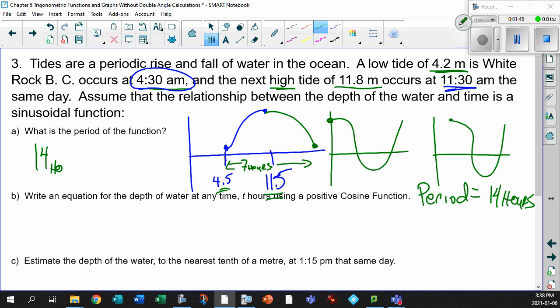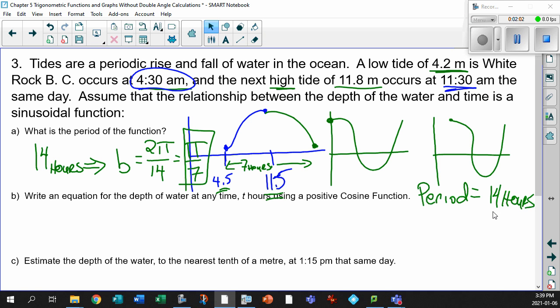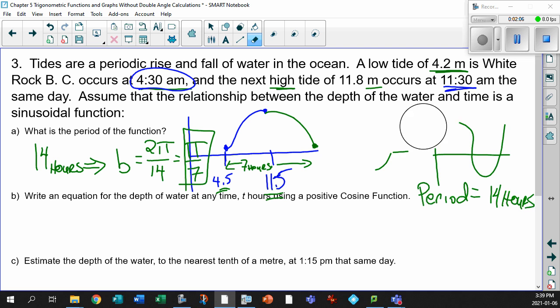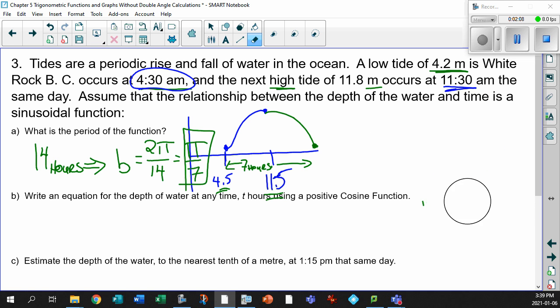So as soon as you get the period, I like to right away figure out the b value. The b value is 2 pi over 14, which is, if you think about it, pi over 7. There's your b value, ready to rock. All you got to figure out now is, yep, you got it. You got to figure out your d, your a, and your c.